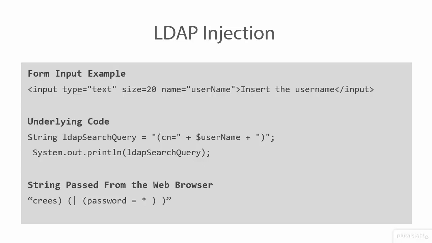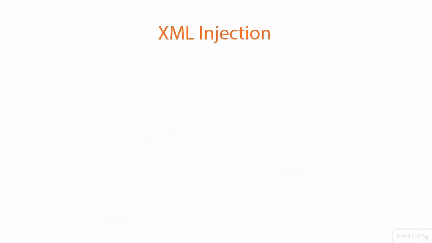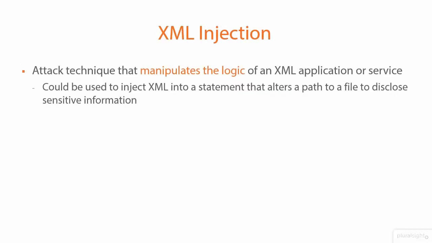And again, all of these types of injection attacks, the mitigation for this is to sanitize your input, meaning on the back end, the server needs to process that and sanitize, strip out any unintended information. So that way it gets cleaned out before it actually gets passed on to the database or to the server itself for processing. Similarly, we have an XML injection, and XML is an attack technique that manipulates the logic of an XML application or service.